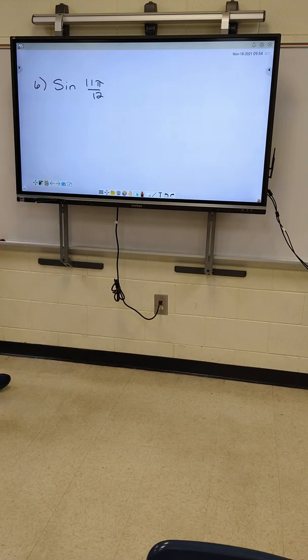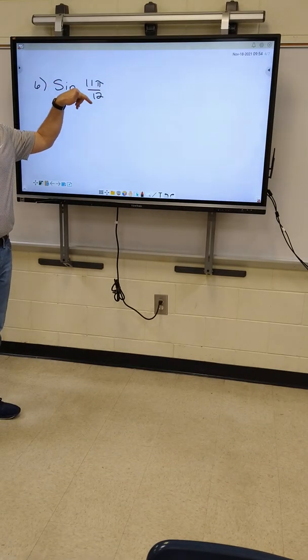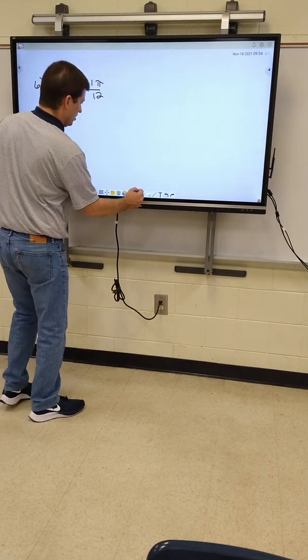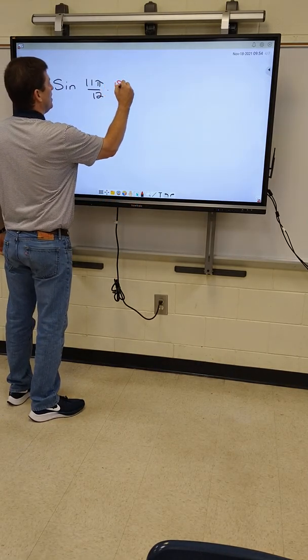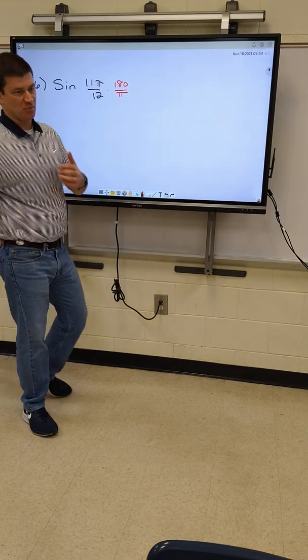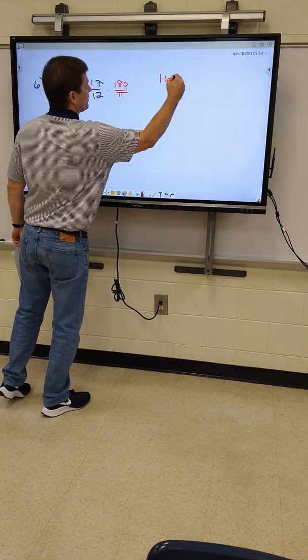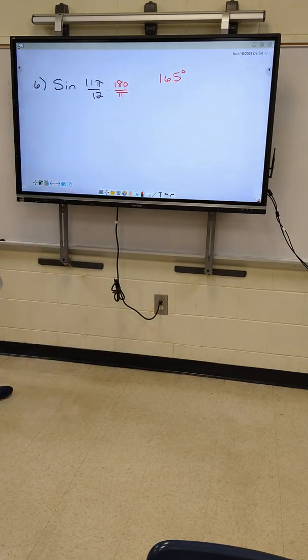Look at 6. But there's something different about 6. 11 pi over 12 is not on the circle. So what do we do to change it into a degree number? Good. Multiply that by 180 over pi. Everybody do that, and we'll see what we get. Say it again, River. 165. River says 165. Did everybody get that? 165 degrees. Now I'm going to write the half angle formula down for sine.